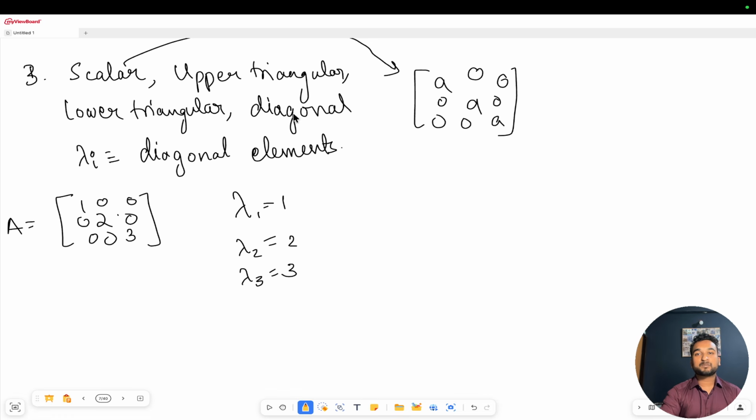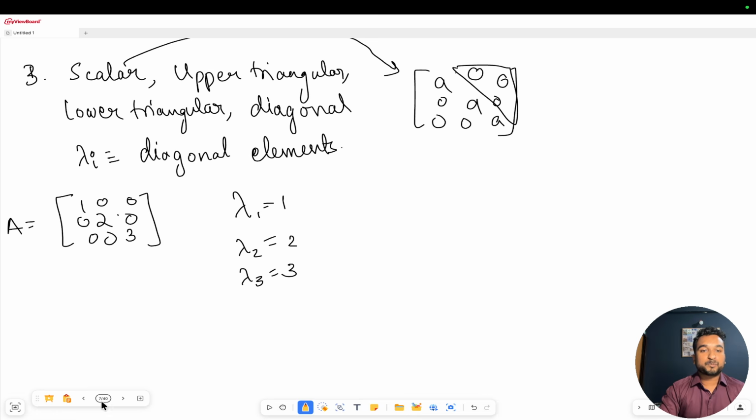What is an upper triangular matrix? Upper triangular matrix means the diagonal elements plus the upper triangular elements will be non-zero. And lower triangular matrix means the diagonal plus the lower triangular elements will be non-zero. For all these types of matrices, the diagonal elements are the eigenvalues.